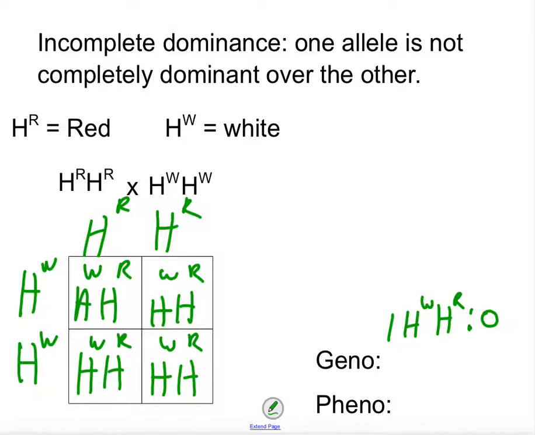Well, if red is dominant and white is dominant, and we're dealing with something that's incomplete, well, halfway between red and white is, that's right, pink. So incomplete dominance is halfway in between both of them.